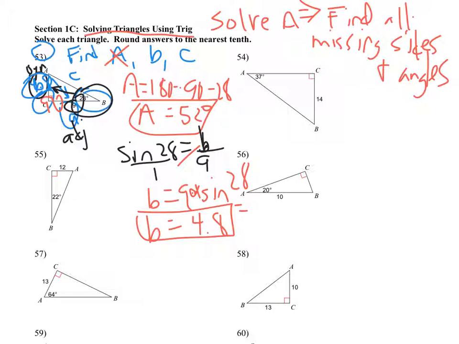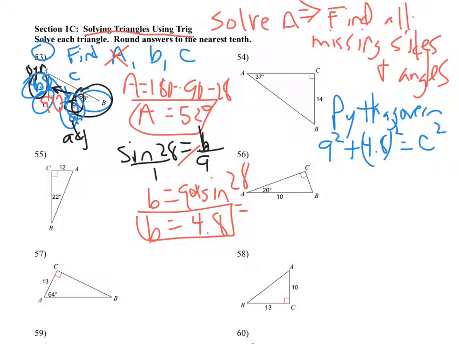Now I know two sides, and it's a right triangle. So think of the Pythagorean theorem. And you can only do this in right triangles. As we get to sections later, when we solve non-right triangles, you can't use the Pythagorean theorem because it only applies to right triangles. But I know that this side down here is 9, and I know that side is 4.8, so I could do 9 squared plus 4.8 squared equals little c squared.